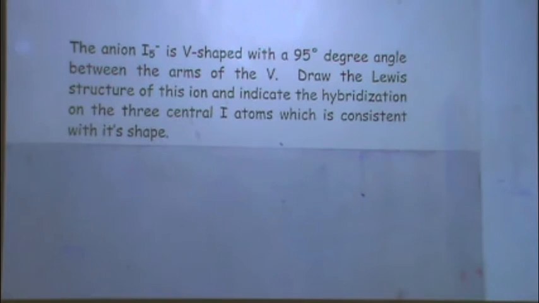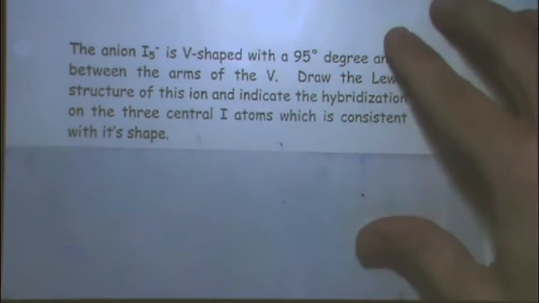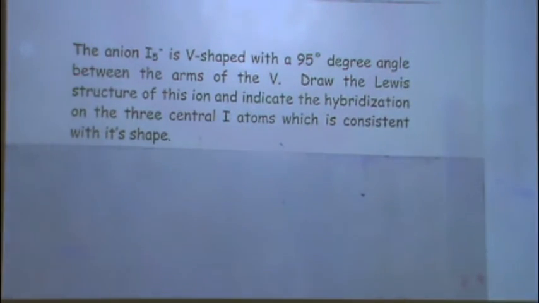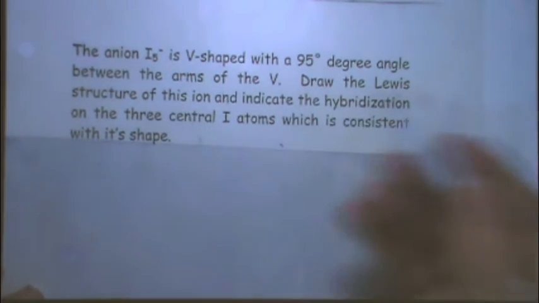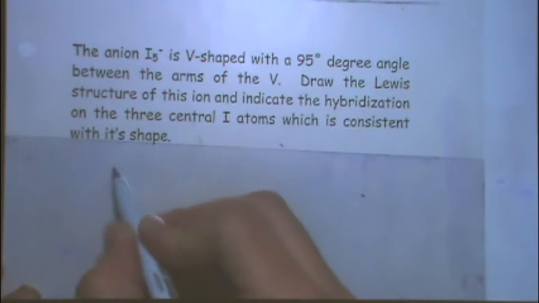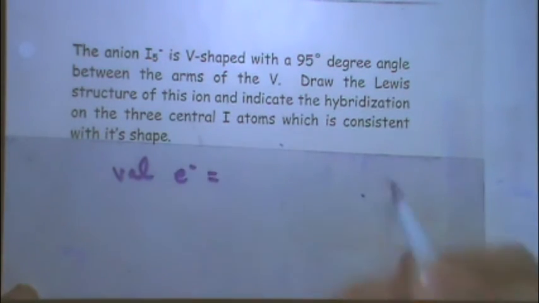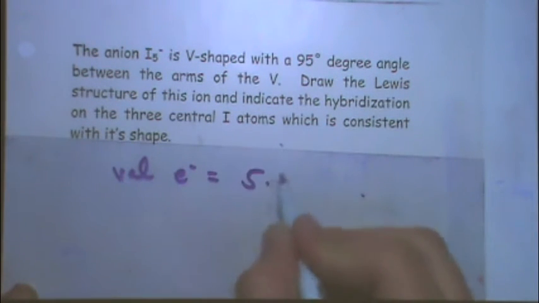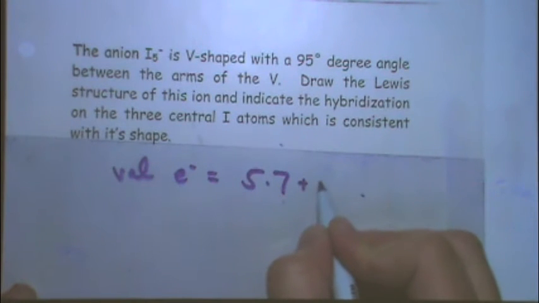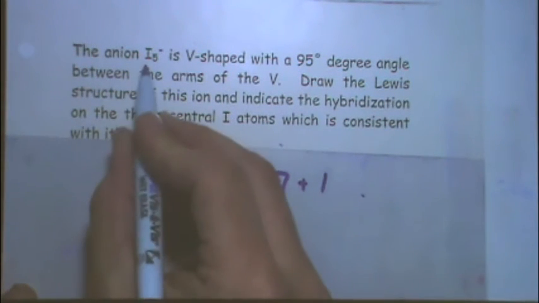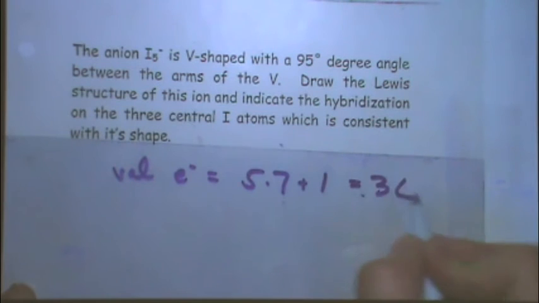Okay, here's a Lewis structure problem. This I would consider a fairly tough one. Okay? So let's try this one. I5 minus. I'll start with the valence electrons. 5 iodines in column 7 plus 1 because it's a minus 1 charge, so 36.